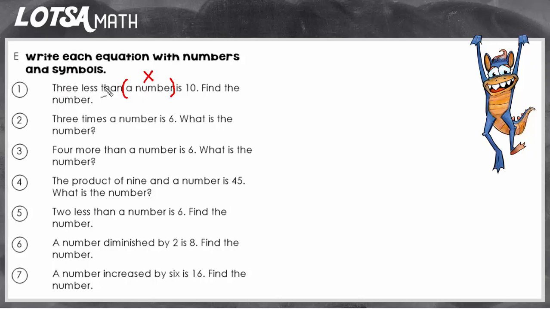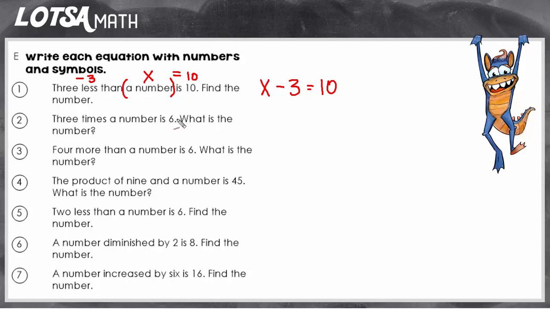And now let's just look at each part. 3 less than. Well, in math, 3 less than is minus 3. So 3 less than a number is 10. And is means equal. So when you see the word is, you can think about an equal sign. And now we just need to take these symbols and put them in a way that makes sense. So 3 less than a number means the number minus 3 equals 10. And this is your number sentence that uses a variable, so this is the equation that matches the word form of the equation.